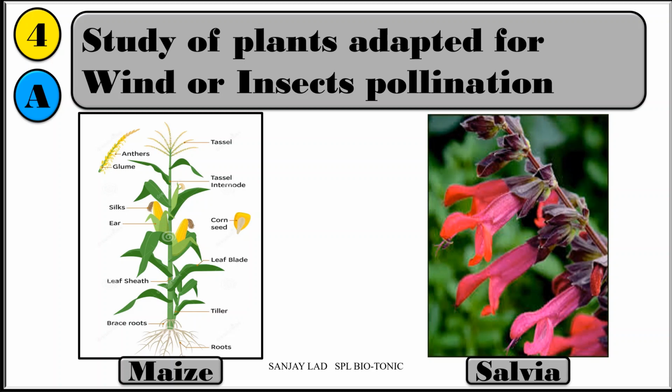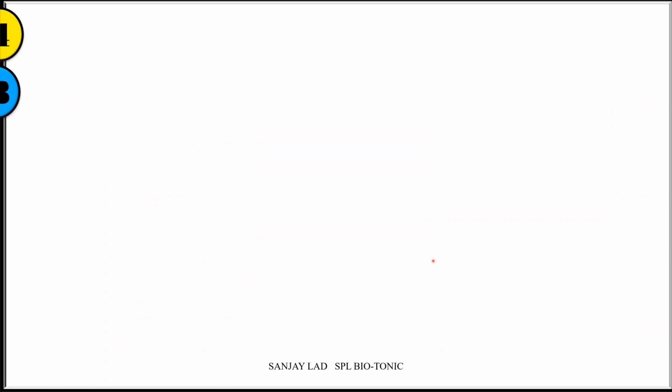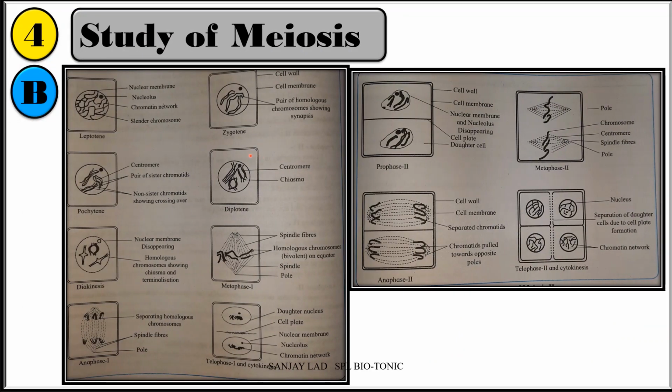Question 4B is various stages in meiosis, which includes leptotene, zygotene, pachytene, diplotene, and diakinesis. These are the different stages of prophase 1. The other phases may be metaphase 1, anaphase 1, telophase 1. Similarly, prophase 2, metaphase 2, anaphase 2, or telophase 2. Students, you'll get any one picture among all these for 1 mark identification.